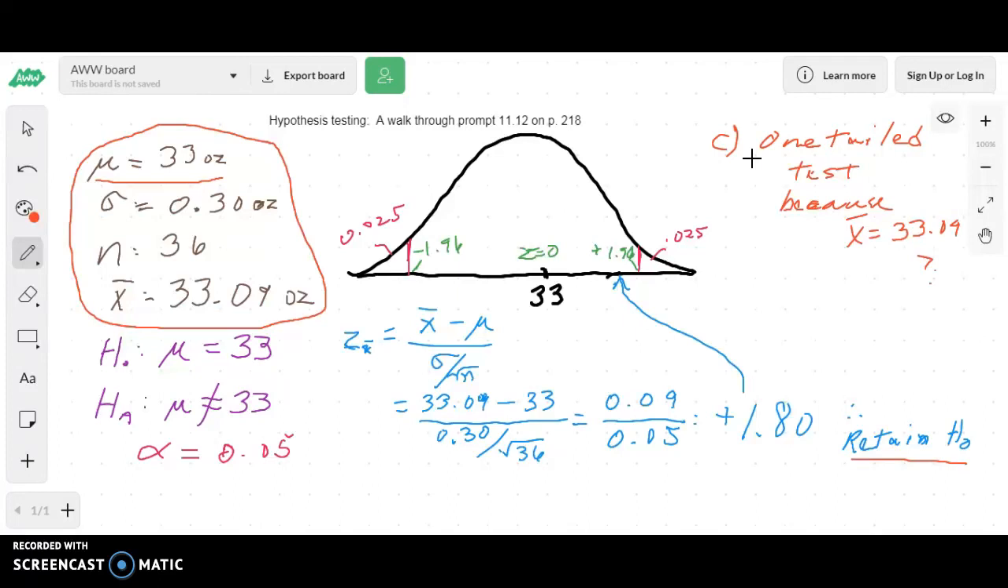The other part fundamentally is this. It is inappropriate to determine what type of test to run after you've selected your sample and calculated it. All of this procedure right here of establishing what our hypothesis statements are and what our level of significance is should be taken care of prior to us taking a sample.